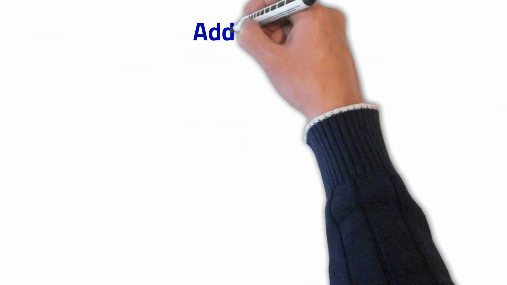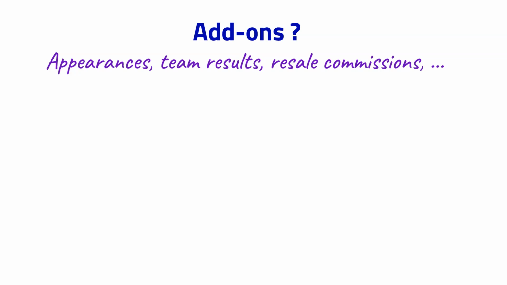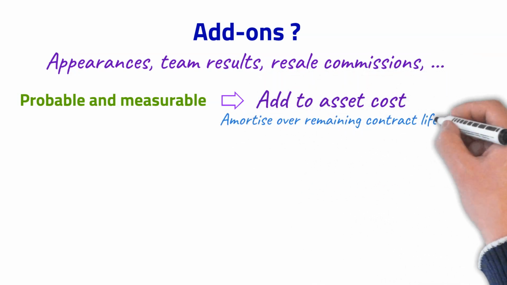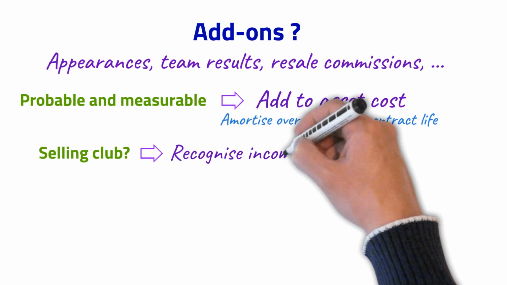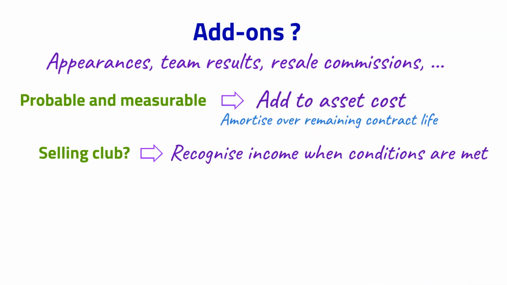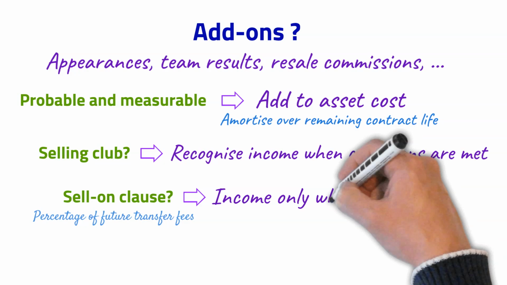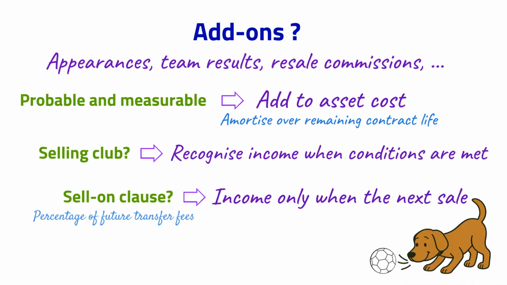Many transfers include transfer fee add-ons, for example for appearances, for team results and resale percentages. If an add-on becomes probable and measurable, the buying club adds it to the asset cost and amortizes over the remaining contract life. The selling club recognizes income when the condition is met and the fee is collectible. Sell-on clauses, which are percentages of future transfer fees paid to the original selling club, create future income for the selling club only when the next sale happens.